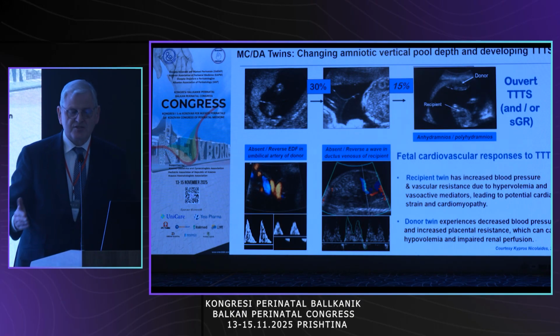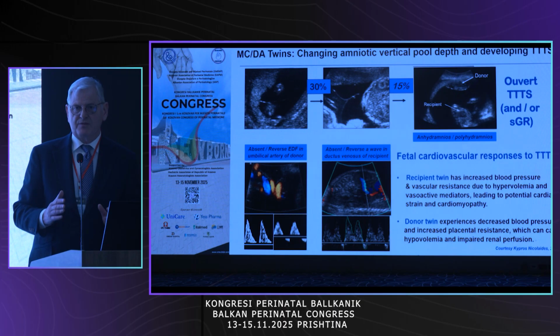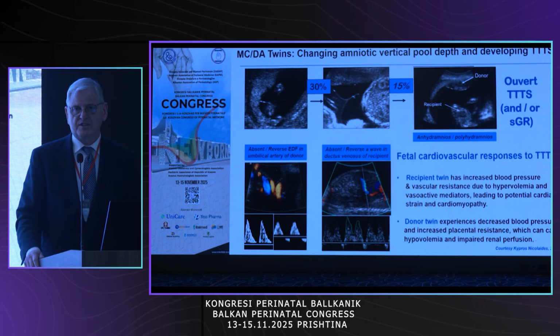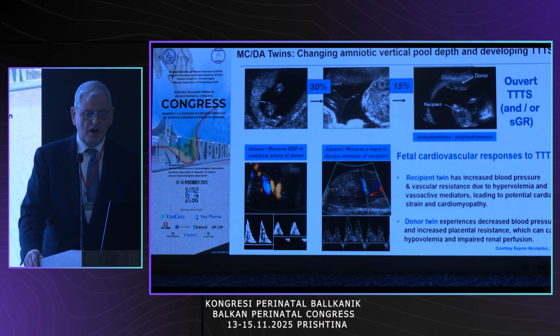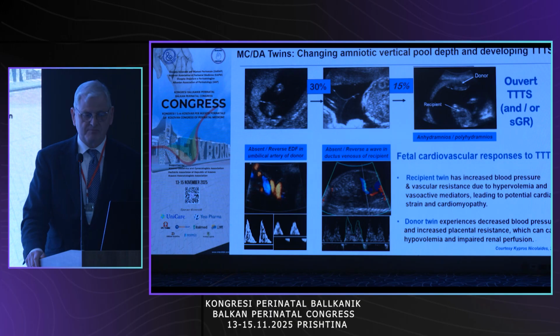From the first trimester onwards, about 30% of monochorionic twins start to show differences in amniotic fluid volume, which is the key diagnostic criterion for twin-to-twin transfusion syndrome. But of these, only half of that 30%, i.e. 15%, will go on to have overt twin-to-twin transfusion syndrome.